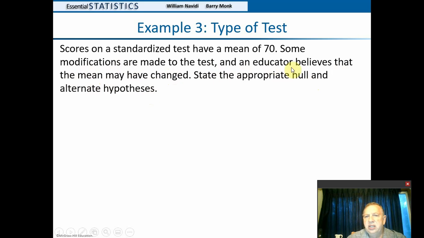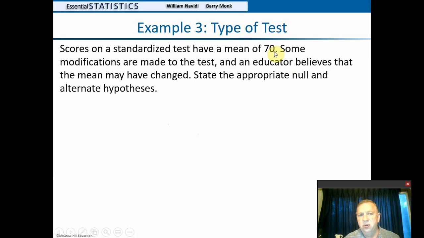So the educator believes that the mean has changed. So he wants to test that mu is not equal to 70. It has changed one way or the other. So it could be less than or greater than. So my first statement is mu is not equal to 70. The complement is mu is equal to 70. And then I decide which one is H0 and H1. The mu is equal to 70 is my H0.